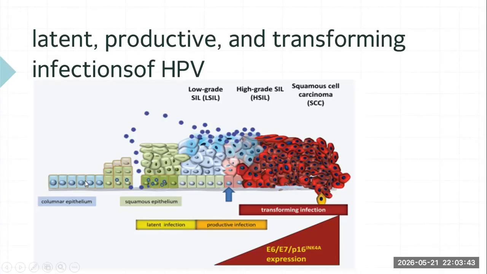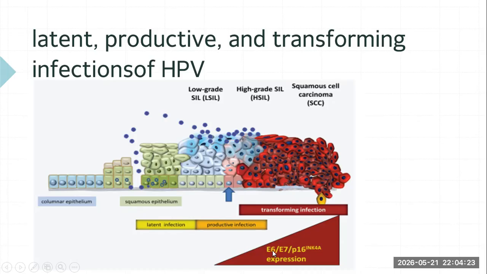So here is a columnar epithelium. Infection starts from the basal layer initially, which represents the latent infection because the virus is not able to multiply. It is lying in a dormant condition. When the productive infection starts, the basal layer, parabasal layer, and lower 1/3 get infected, and the virus starts multiplying. Slowly, when immunity decreases and HPV infection is able to bypass the immune surveillance, then 2/3 and slowly the whole of the epithelium gets infected, which is called the transforming infection.